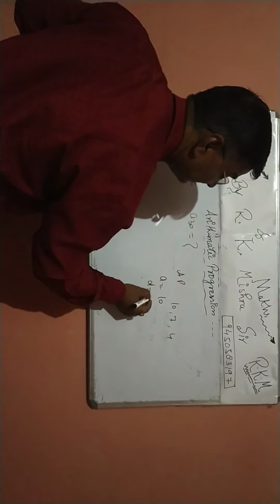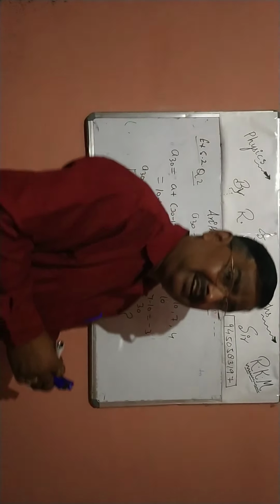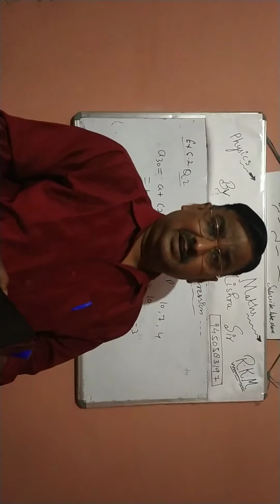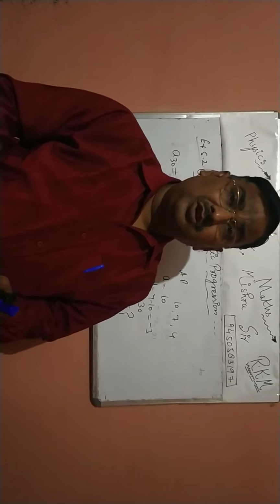So A30 is equal to A plus 30 minus 1 into D. A is given 10, plus 29 into D, which is minus 3. So A30 is 10 minus 87. So A30 is equal to minus 77. So you can see here the second one. Clear?